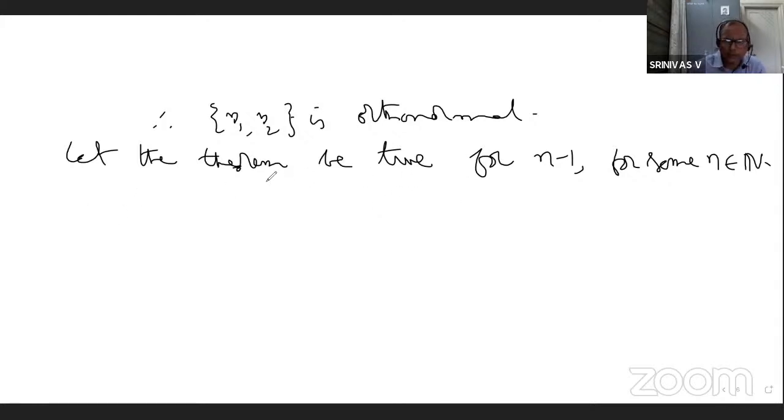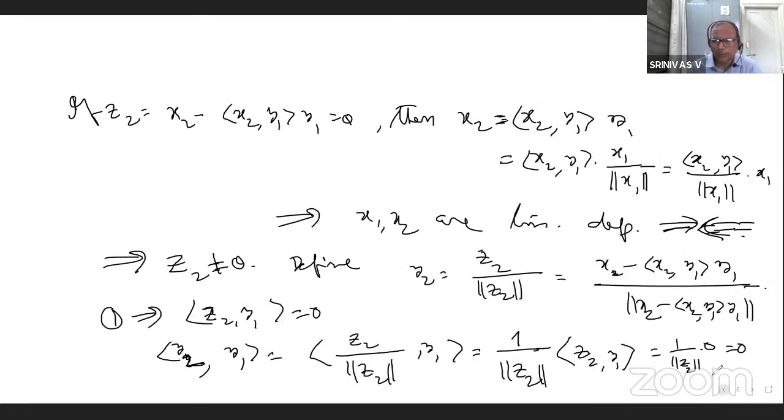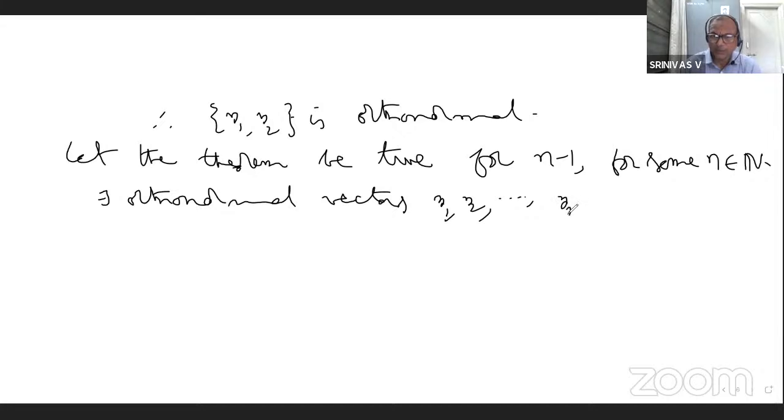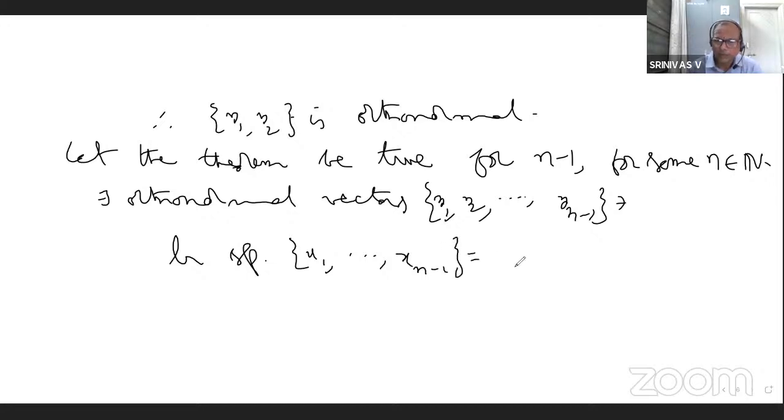What does this mean? Even if we did not show that, it's okay, it will be assumed. We proved the theorem for n equal to 1, and we are assuming the theorem for n minus 1. Therefore, there exist orthonormal vectors y1, y2, up to yn minus 1, such that the linear span of x1 up to xn minus 1 is equal to the linear span of y1 up to yn minus 1.